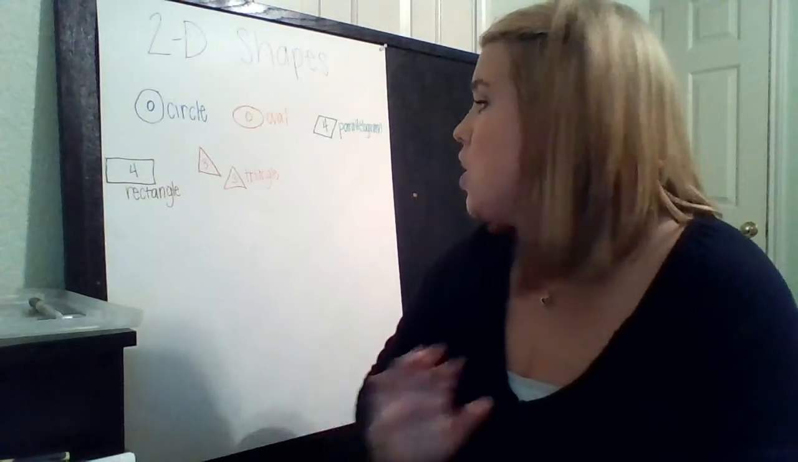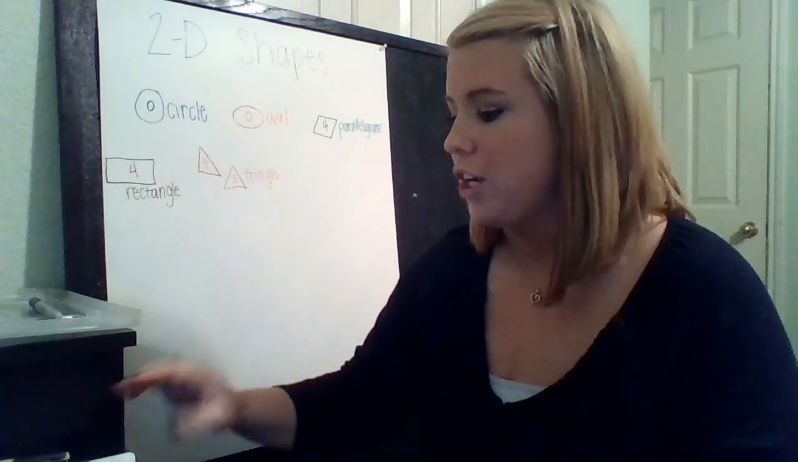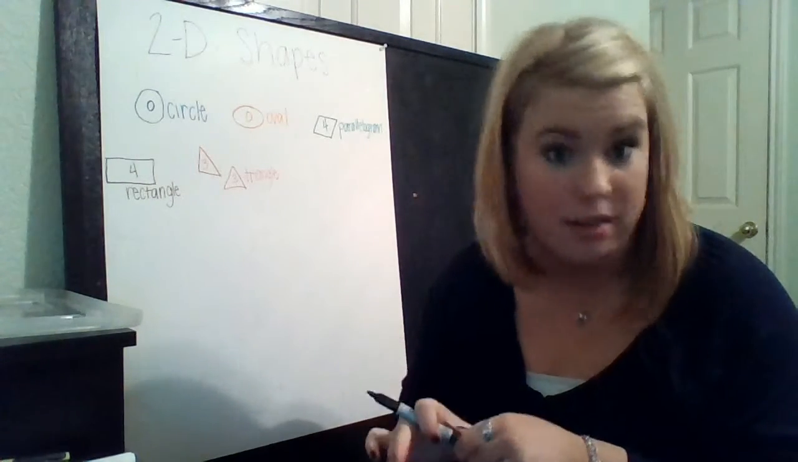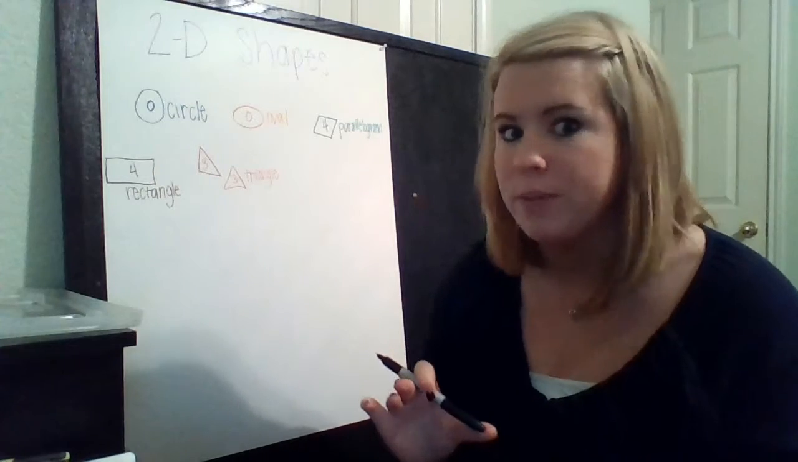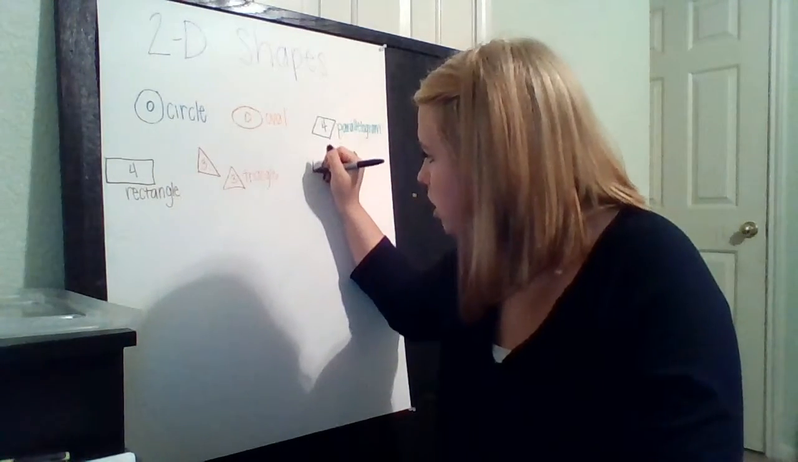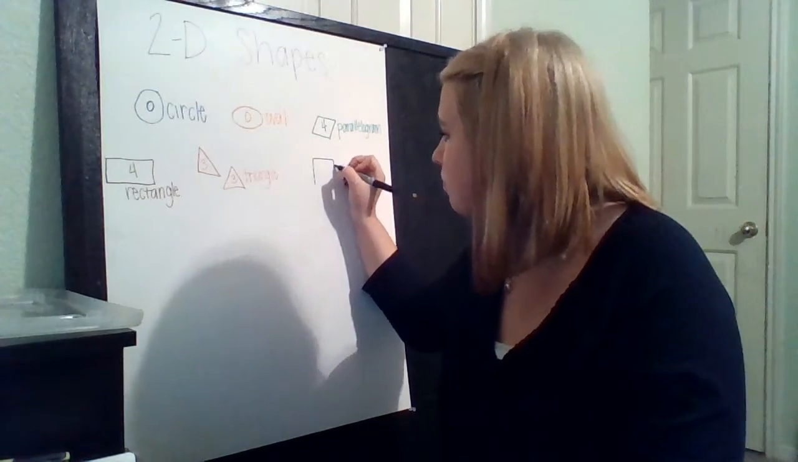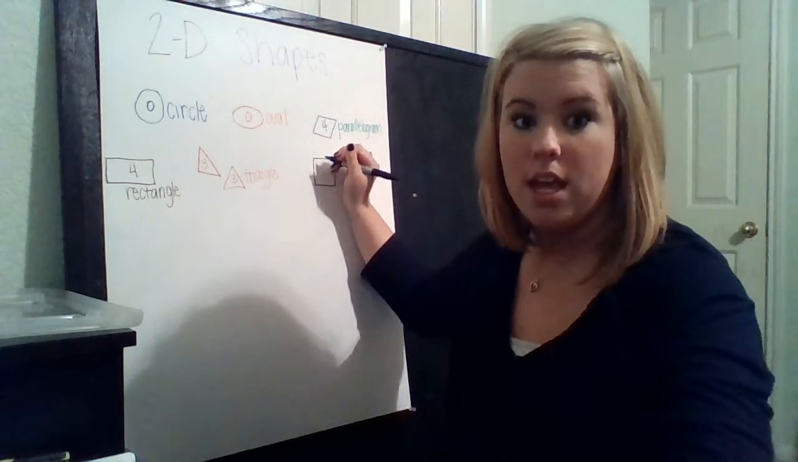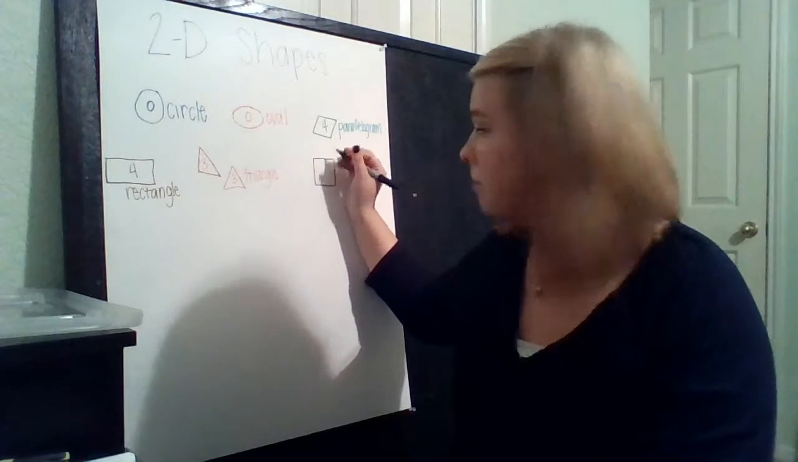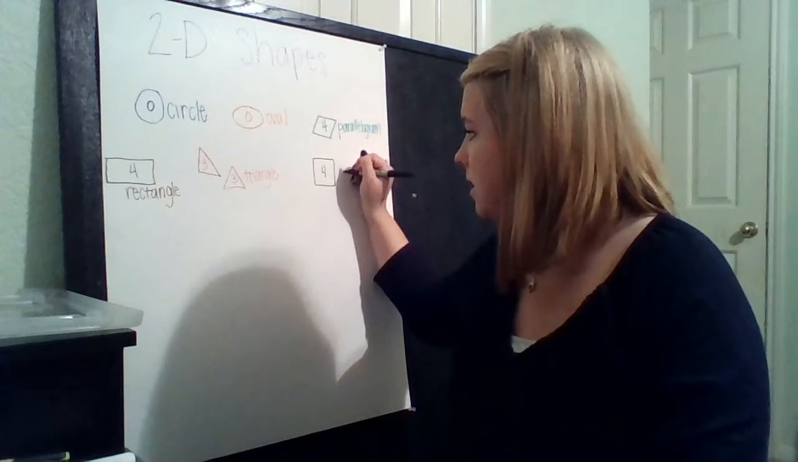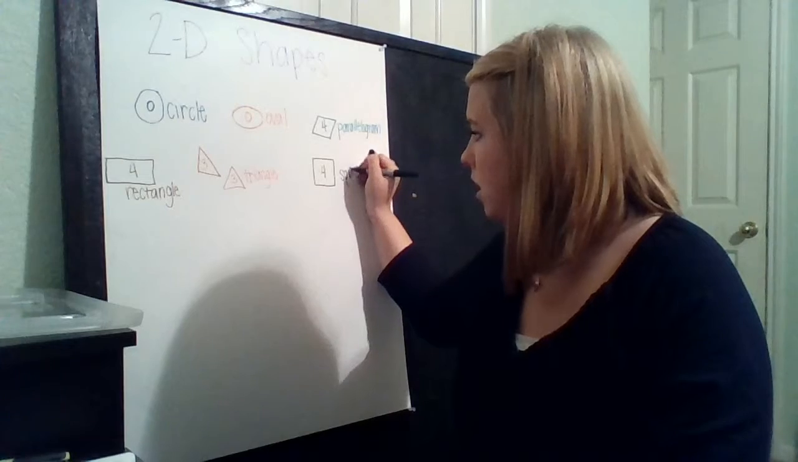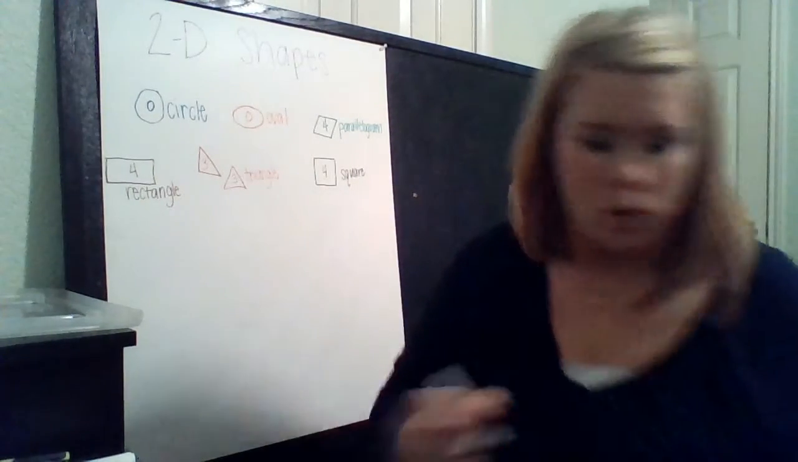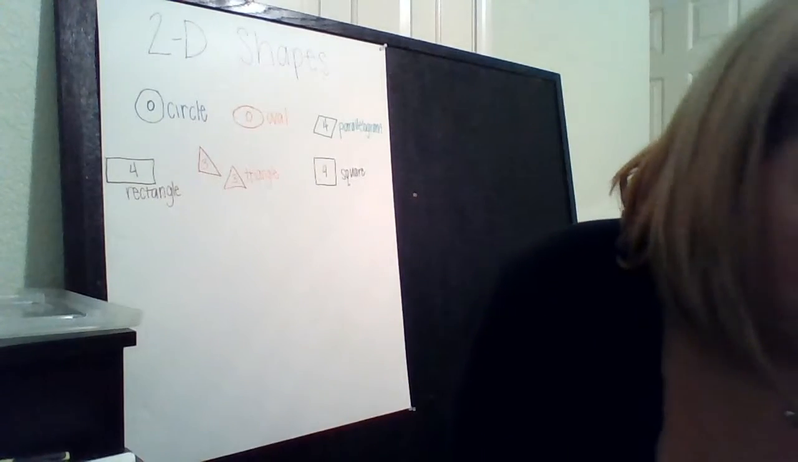Okay, so now we're going back to squares, back to the 4-sided polygons, or 2D shapes, 2-dimensional shapes. So we're going to draw a square, and that has 1, 2, 3, 4 sides, and it is a square.